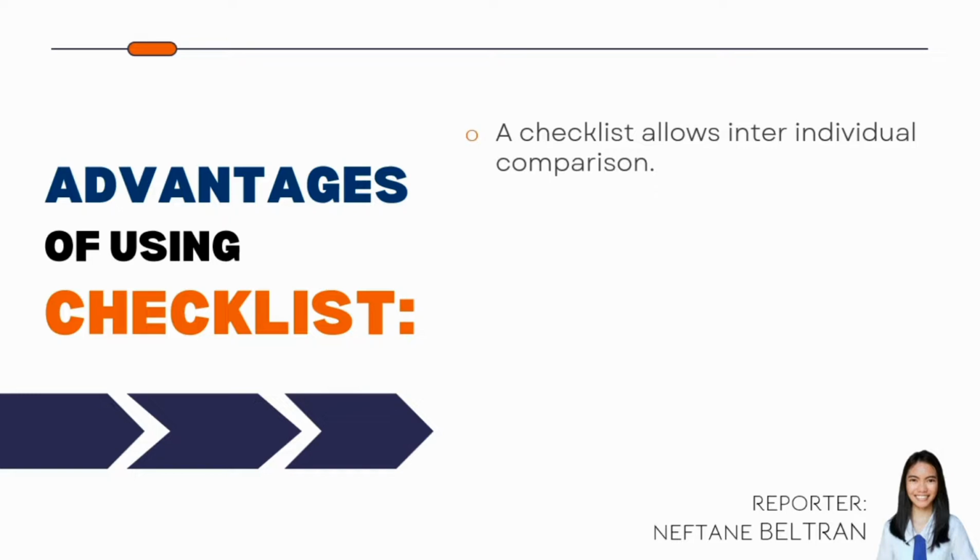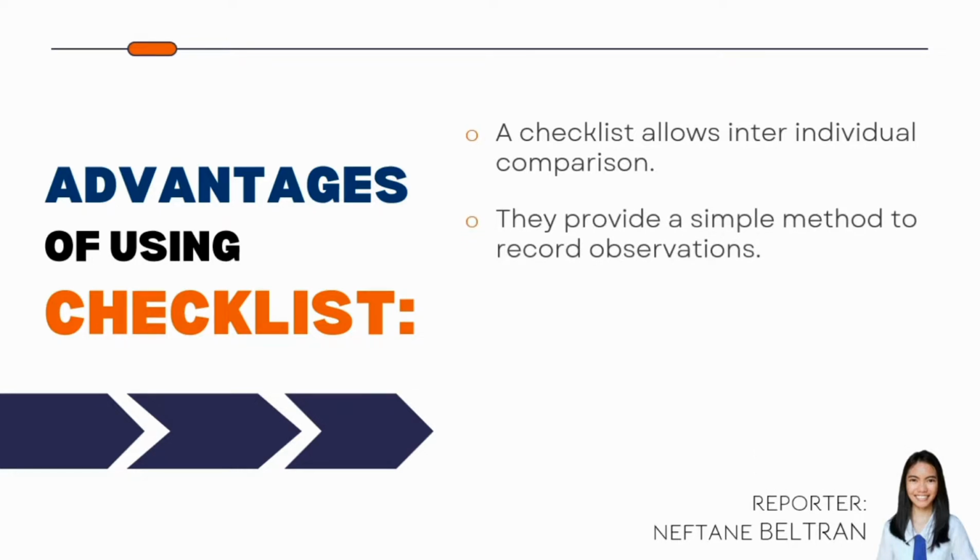Another advantage of using checklists is that they provide a simple method to record observation. As I said earlier, a checklist is very useful for recording based on what we observe, especially for teachers: what the teacher sees in the student, they can easily record in the checklist. Another advantage is that checklists are adaptable to subject matter areas. The checklist is very useful whatever you use it for, like whatever you observe.